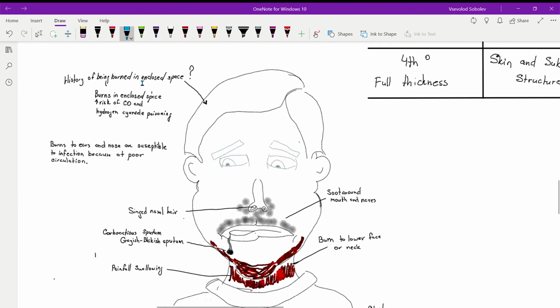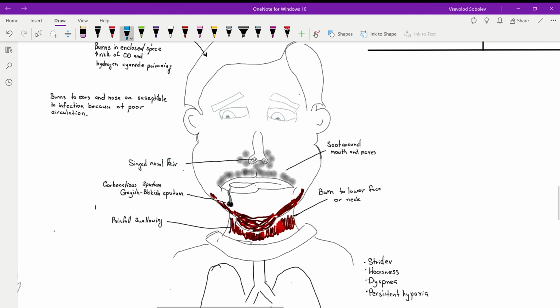For history, you have to ask them, have you been burned to the face? Have you been in an enclosed area where things were burning? Enclosed spaces have increased risk of carbon monoxide poisoning and hydrogen cyanide. Also, you will assess their airways. Signs of singed hair, 100% they have lung injury and they have to go through all this stuff, the intubation. Preferably oral tracheal intubation, not tracheostomy.